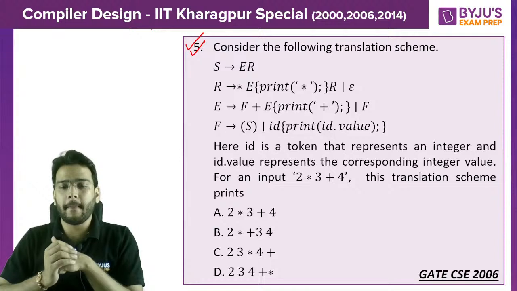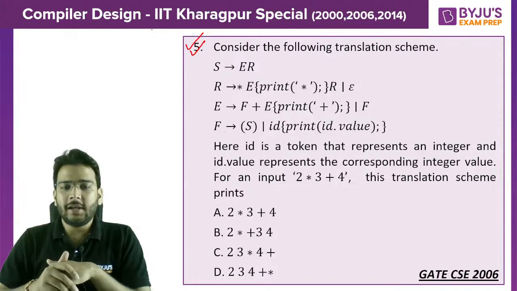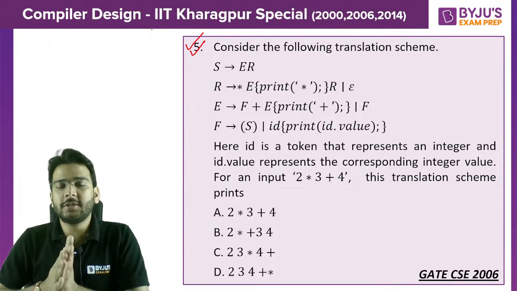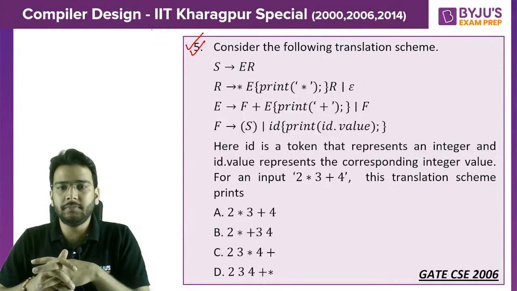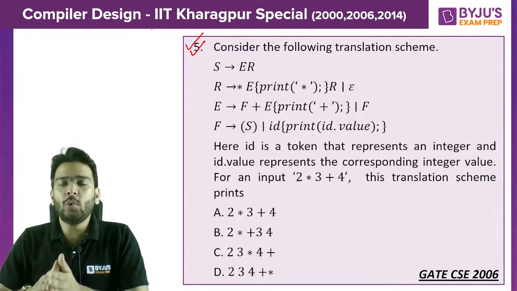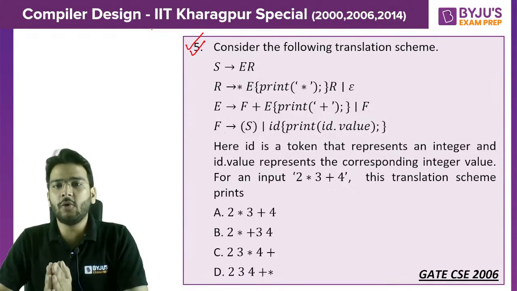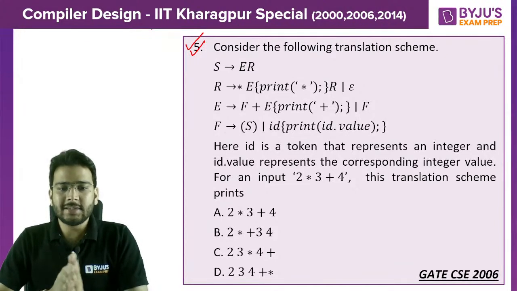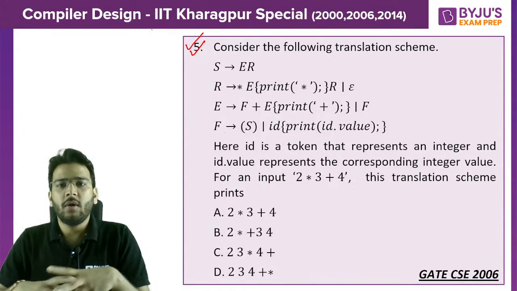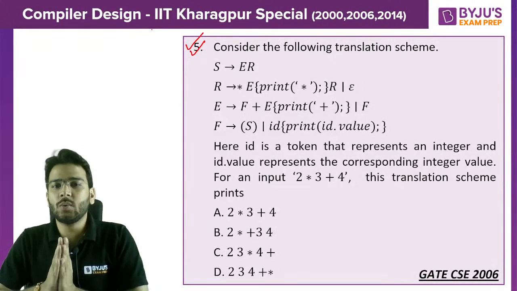Yes, guys, answer this question now. Question number 5. Tell me the answer. What should be the answer for this question? Very simple question, but very important question, guys. Input is given to you, SDT is given to you. You have to just evaluate the output, what this translation scheme is going to print. Tell me what should be the answer here. I'm going to tell you a very simple way to solve this question, but first you answer this. What should be the answer?